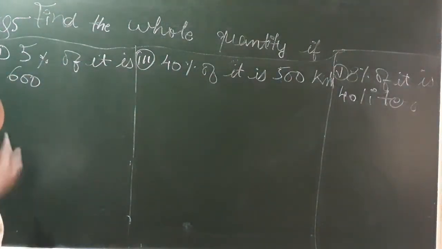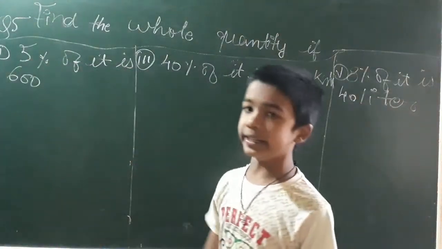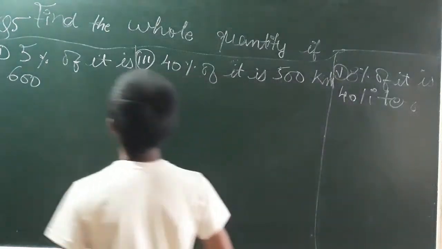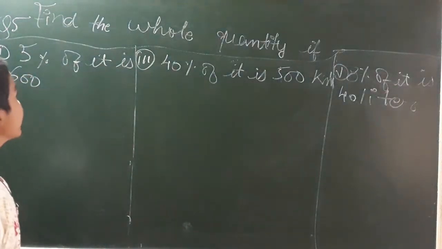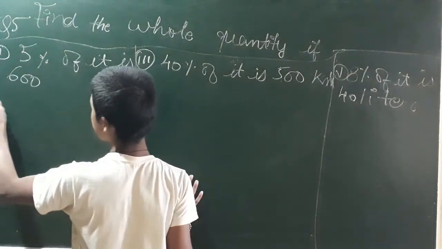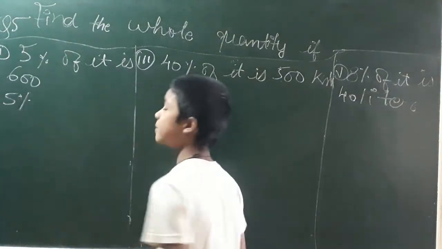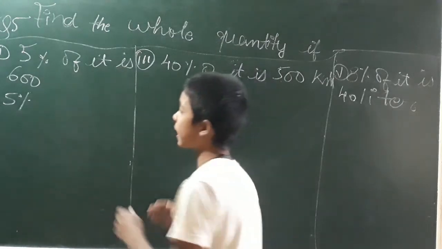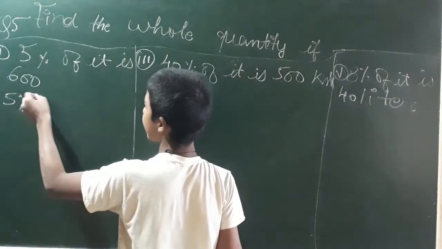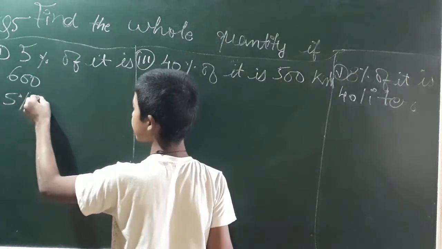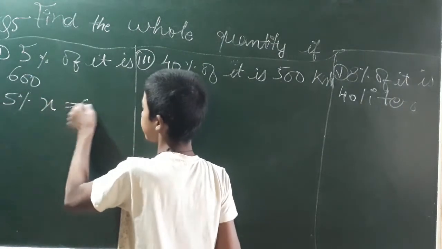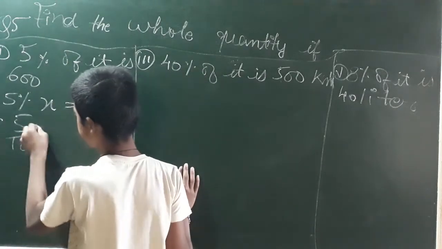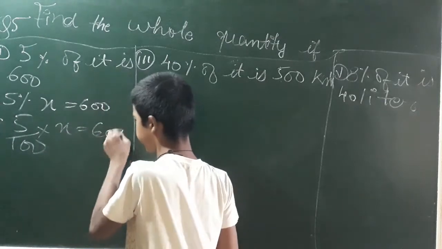So now how will we write? We suppose the whole quantity is x. Whatever you want you can take, x, b, c. I am taking x this time. We suppose 5% of the whole quantity is 600. So 5% of x is 600, and now 5% means 5 upon 100 multiplied by x is equal to 600.